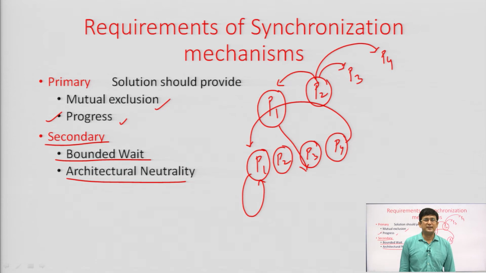So, these are the 4 conditions that the solution to the critical section should satisfy, out of which 2 are compulsory ones and 2 are optional ones. The mutual exclusion and progress property must be satisfied, but if bounded waiting and architectural neutrality are satisfied, they are also welcome.